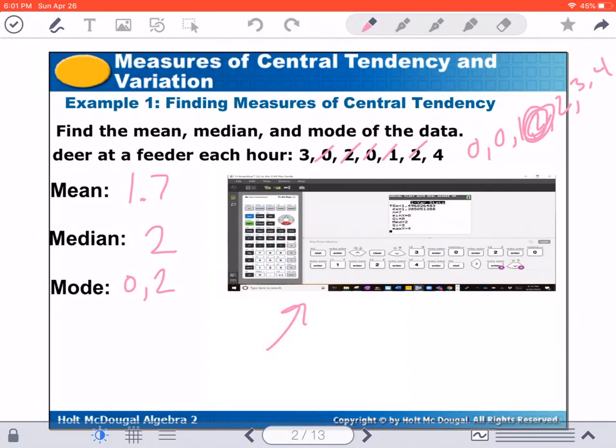Right? So what these are is a place for us to put in a list of numbers, right? So list 1, list 2, etc. So we're going to go up to list 1. So arrow up, hit clear, and then down. And then we can put in our values, right? So 3, enter, 0, enter, 2, enter, 0, enter, 1, enter, 2, enter, 4, enter. Okay, so we have all 7 of our data values entered in here.